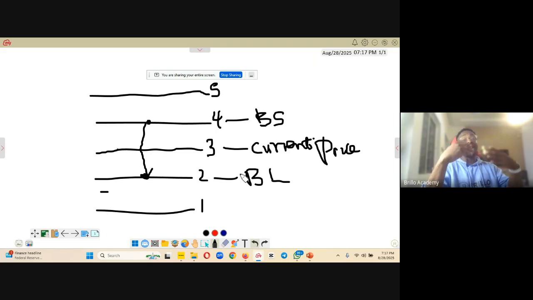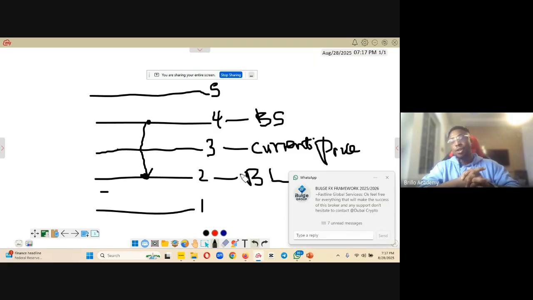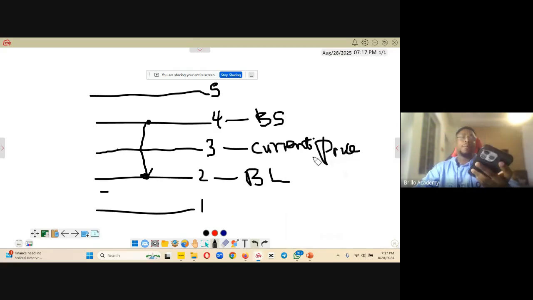I'm going to be showing you guys how to set it on our chart. But before I do that, I just want you guys to understand the concept of buy limit and buy stop. I believe you guys understood buy limit and buy stop, so I'm going to be moving to sell stop and sell limit. So I'm going to be taking this off. I'm just going to delete.